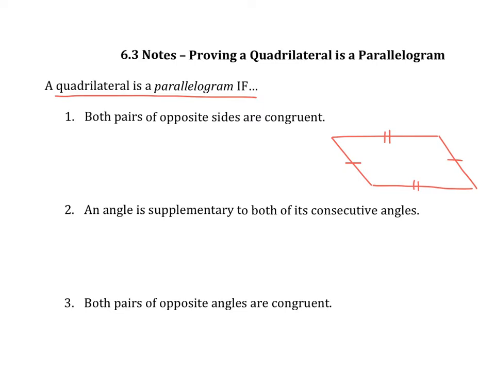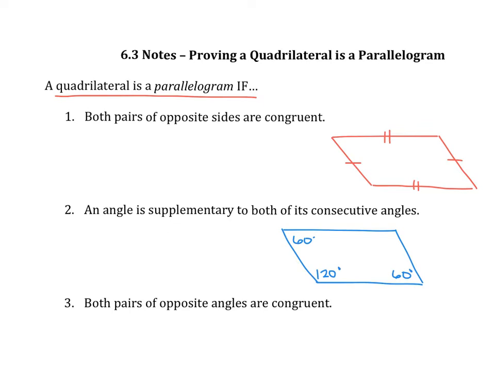The second one: a quadrilateral is a parallelogram if an angle is supplementary to both of its consecutive angles. So in this one, you only need to know 3 angles. Say this one is 120 degrees, this one is 60 degrees, and this one is 60 degrees. If you have an angle and both of its consecutive angles, the 60 going up and the 60 going to the right, are supplementary to that angle, then we know it's a parallelogram.